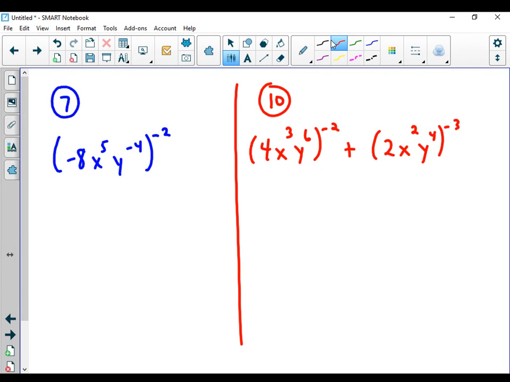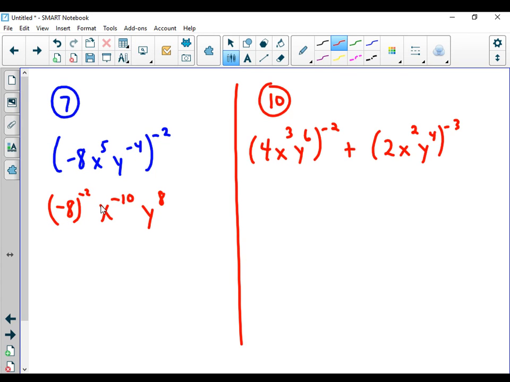But on number 7 here, one thing you have to be careful of, and the number 1 error I saw, was if we have parentheses and everything's to a certain exponent, that means everything inside the parentheses has to get that exponent. So I saw a lot of you doing like x to the 5th to the -2 and got x to the -10. You did y to the -4th to the -2, so you got y to the 8th. Both of those are correct, but a lot of you were forgetting this -8 also gets that exponent of -2. So I still have -8 to the -2 that also goes with that.